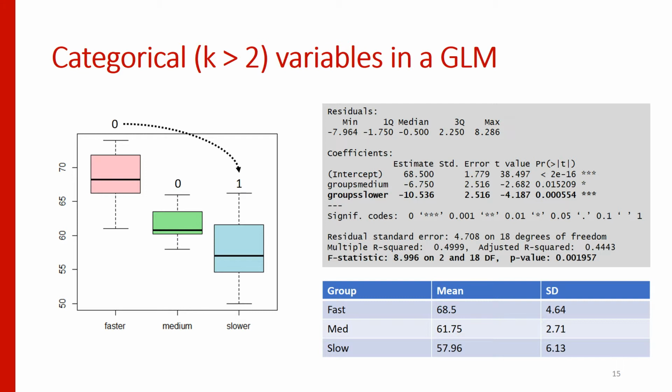So to calculate this, we have our intercept of 68.5. If you're in the slower group, this negative 6.75 is getting multiplied by 0, so it goes away. Negative 10.536 is getting multiplied by 1. So we have 68.5 minus 10.536. That leaves us with 57.69, which is the mean of the slow group. So these treatment codes successfully generate predictions that are the means of our three different groups.